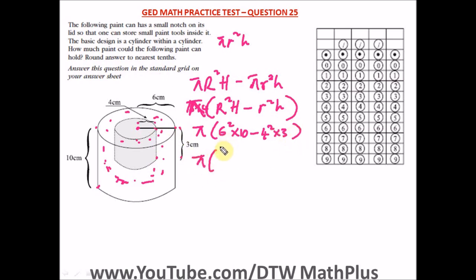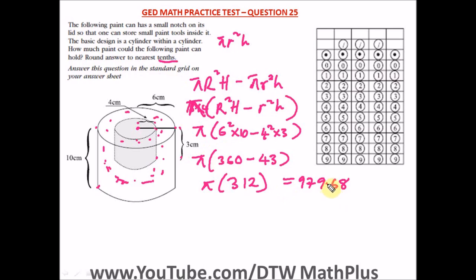So what are we left with? We have pi times 6 squared, which is 36, and 36 times 10 gives us 360, minus 4 squared, which is 16, and 16 times 3 gives us 48. We are left with pi, and 360 minus 48 gives us 312, and pi times this will give us 979.68.